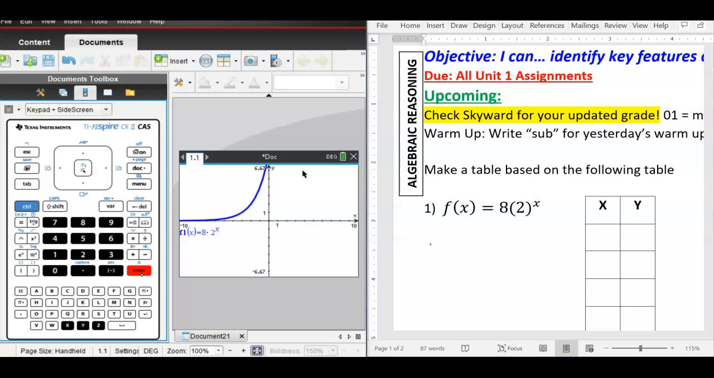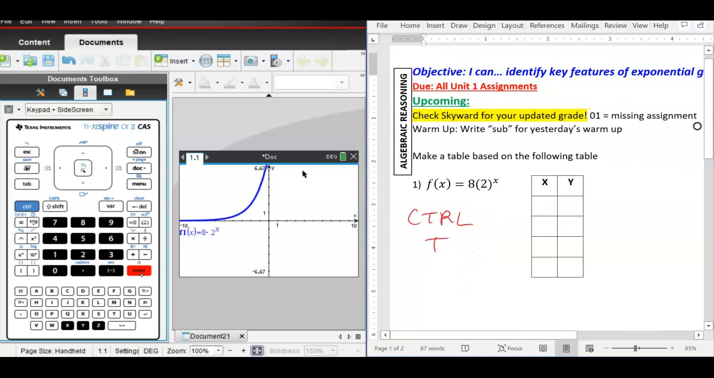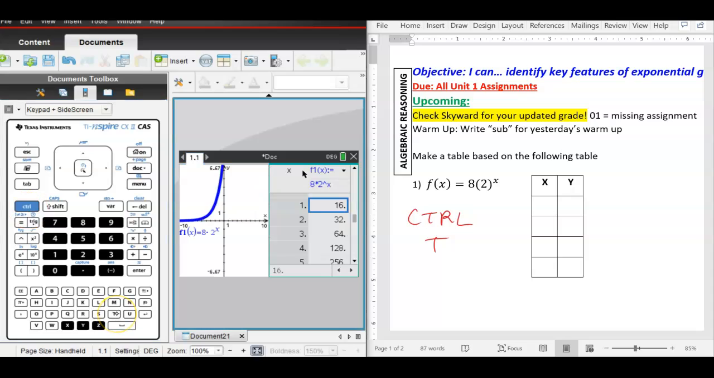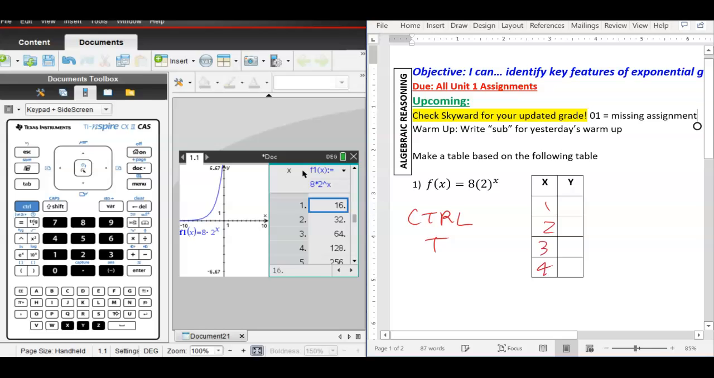Now, to get a table, I'm going to press Control T. So Control T. Table pops up, and you can just fill that in for your warm-up. Nothing too crazy. Was everyone able to get a table from a function using your calculator? You graph, you hit Control T, okay? All right. Now, we're continuing on through exponentials. We're going to talk about the key features today. Did you get the warm-up? Always do that first, right?